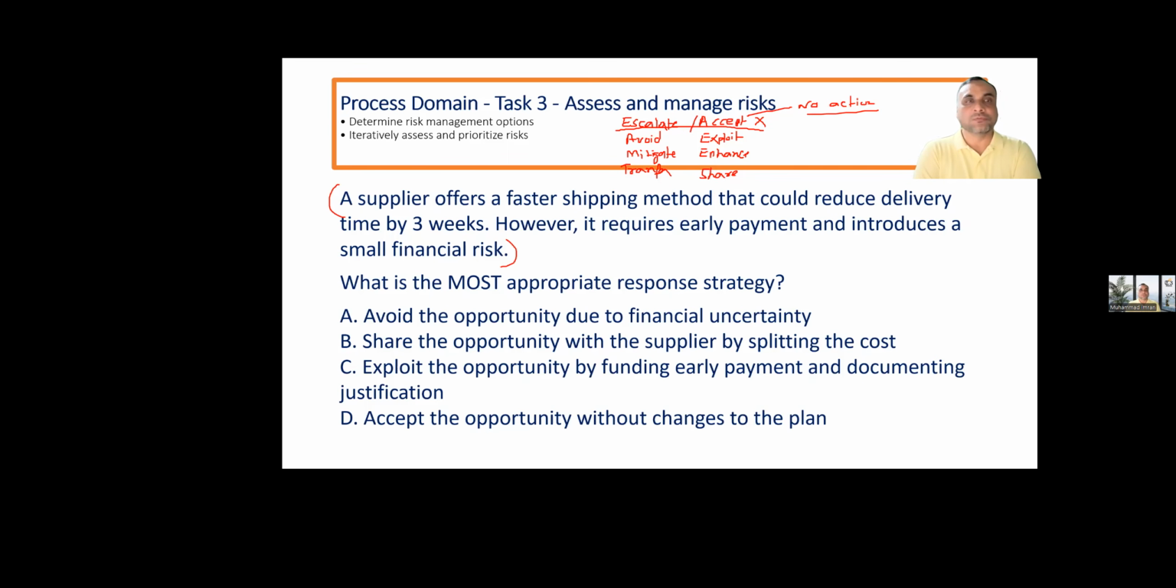So the response is what you are trying to do. You can reduce the delivery time by 3 weeks. And in a project, 3 weeks is a huge amount. It's not something small, whether it's a smaller project or a longer duration project. But it introduces a small financial risk. So which type of risk response do you think it will be if you select this? Avoid, mitigate, transfer, exploit, enhance, or share. I can do 50-50 for you. I can remove this.